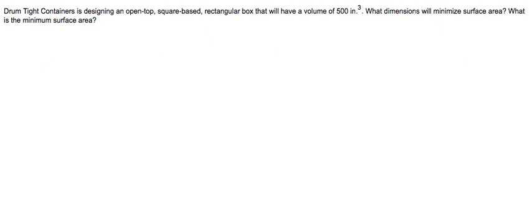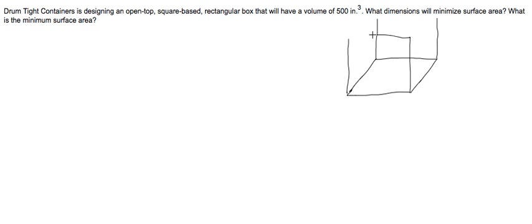Okay, so let's draw a diagram. It's got to have a square base, something like this. Because that's a square, all the sides are the same. And some height, don't know what yet. And an open top, the volume is specified. So the volume we know is 500.